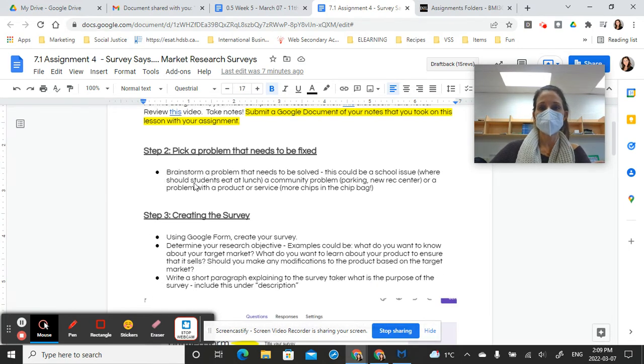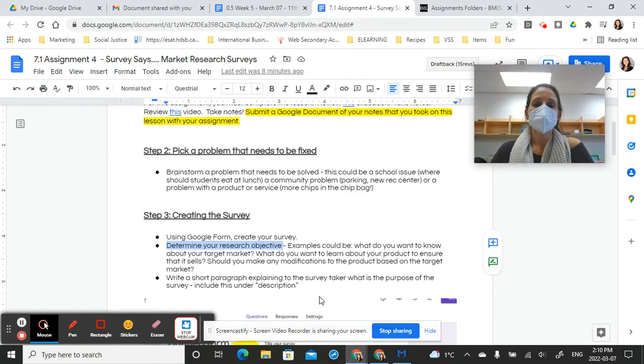Once you have your identified problem, you're going to create a survey. And you're going to do this using Google Form. You have to use a Google Form. That's why it's important to watch those videos because it will show you how to do that. Okay. The first thing you're going to do is to determine your research objective. So the research objective is trying to outline what it is that you're actually trying to learn from this survey, right? You can't really write a good survey if you don't know what it is you're trying to research. So an example could be, what do you want to know about your target market? If you're looking at different products, so maybe people's preference for organic versus non-organic apples, right?